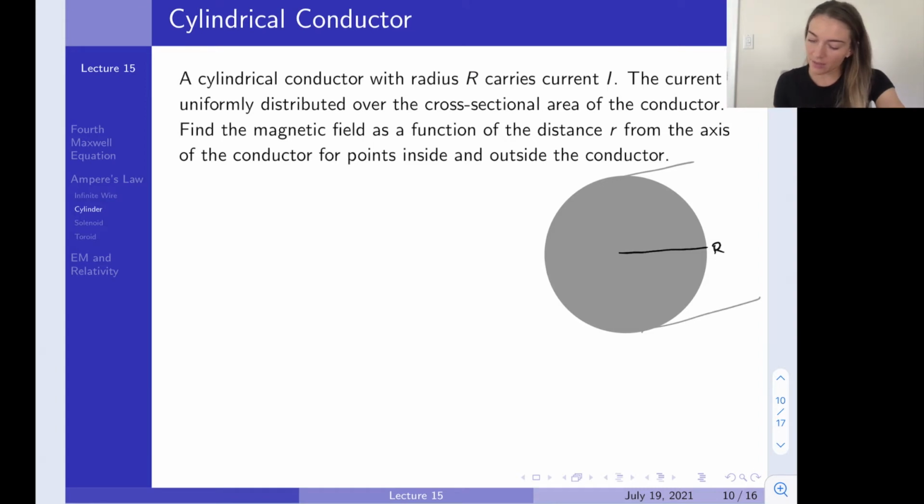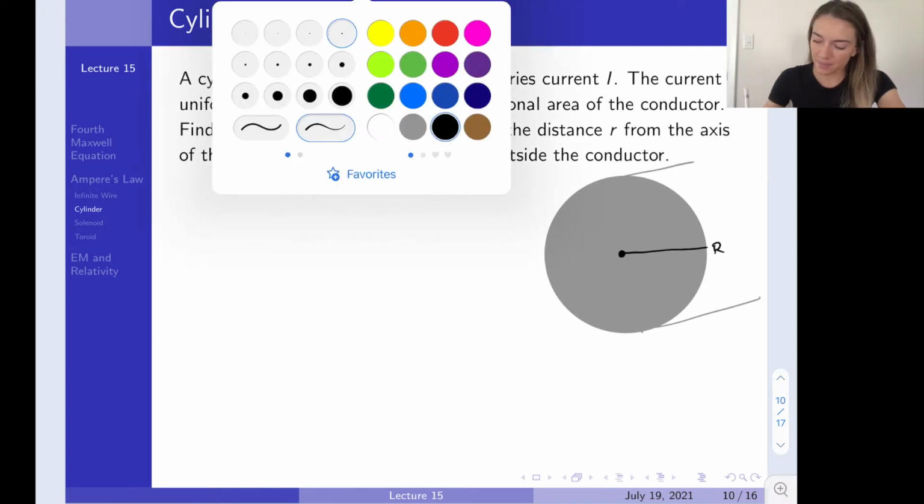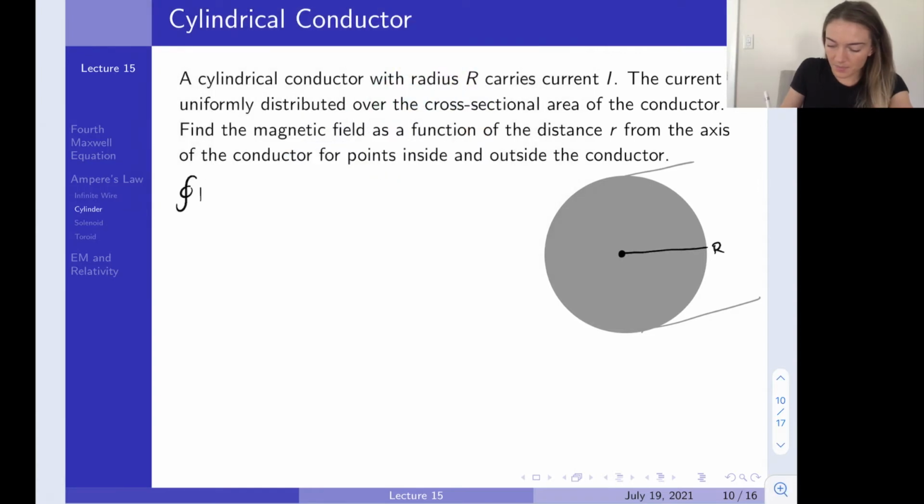Okay, find the magnetic field as a function of the distance r from the axis of the conductor for points outside and inside. So we want to find the magnetic field everywhere, both inside and outside this conductor. So let's start actually outside. So we're going to be using Ampere's law.